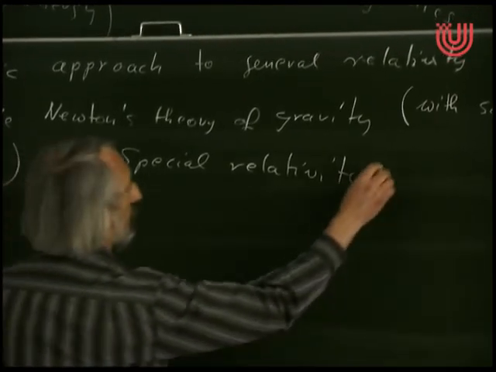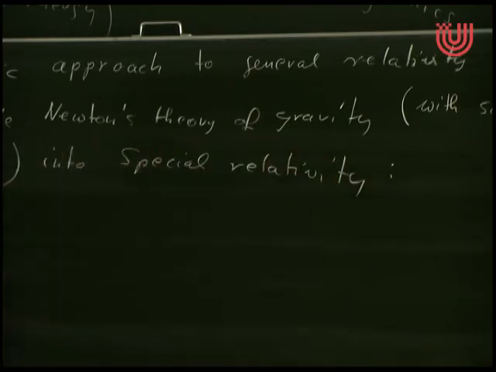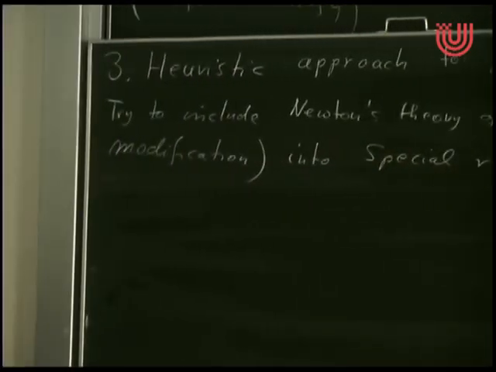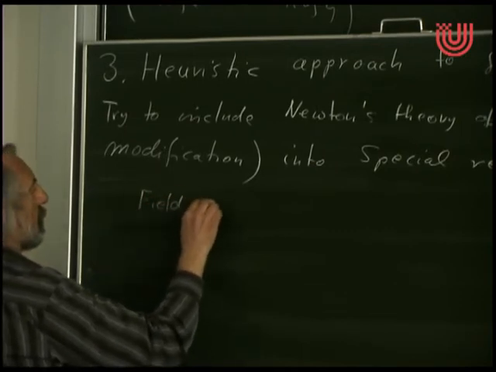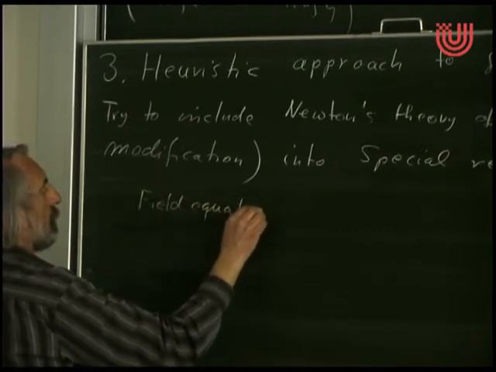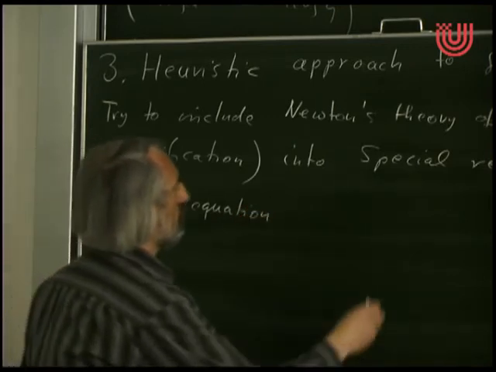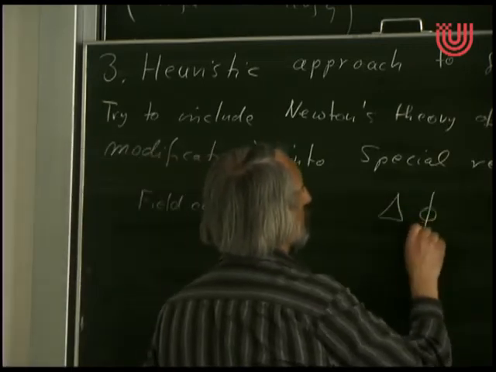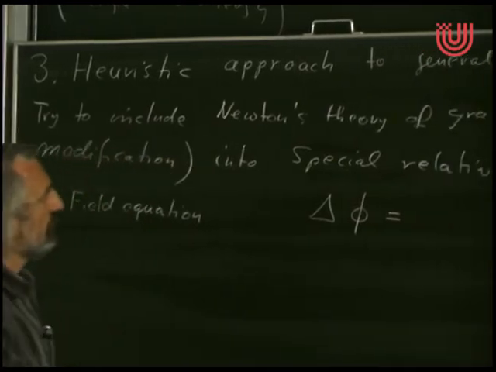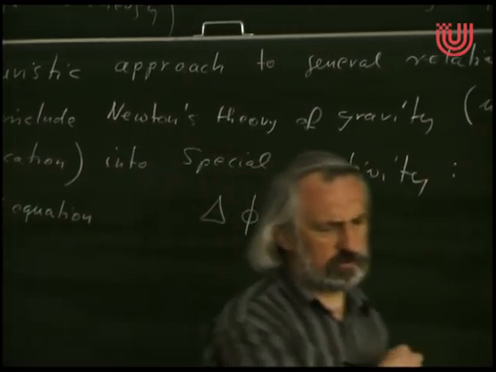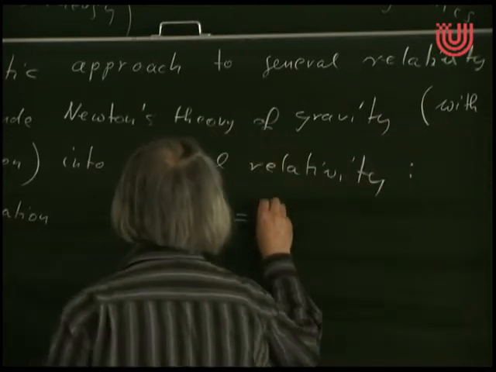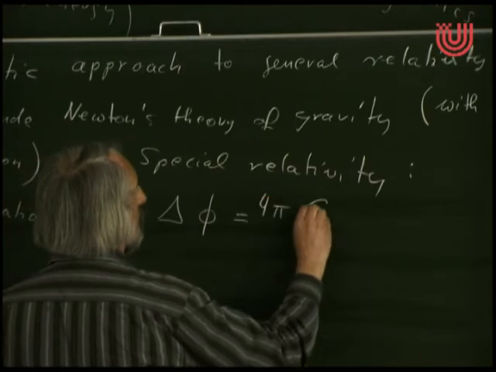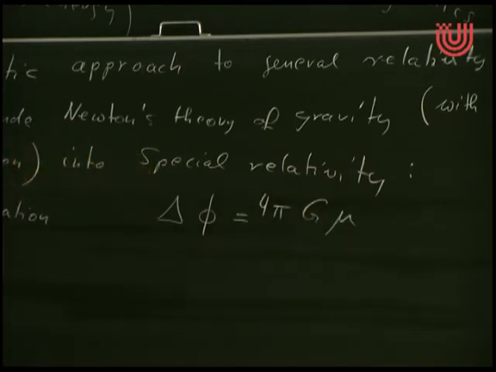So what is Newton's gravity? Newton's theory of gravity consists of two parts. So I have the field equation. The field equation in traditional notation reads Laplace phi is, I think I have 4 pi G. There are again different conventions. 4 pi G times mu.